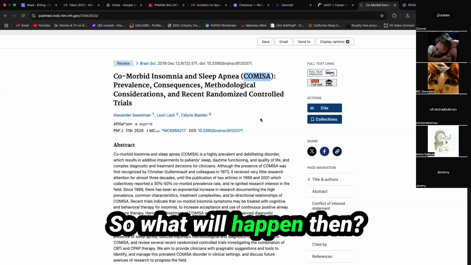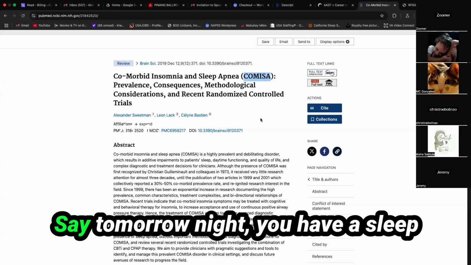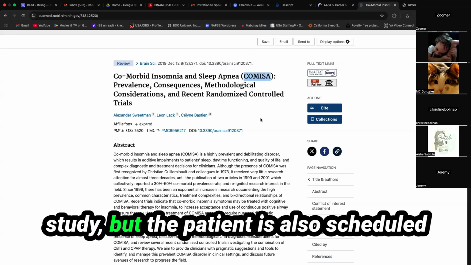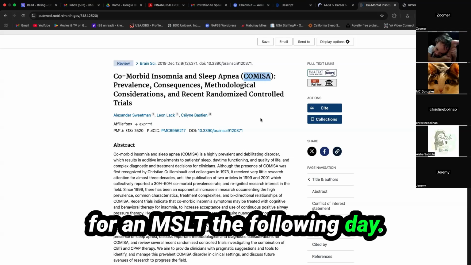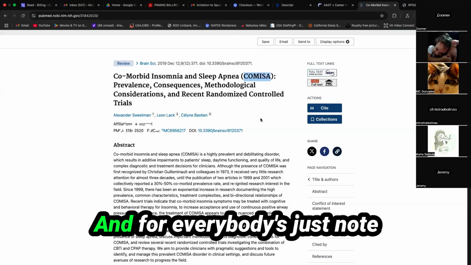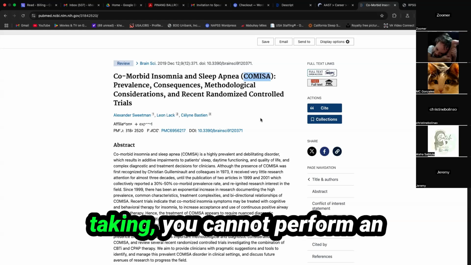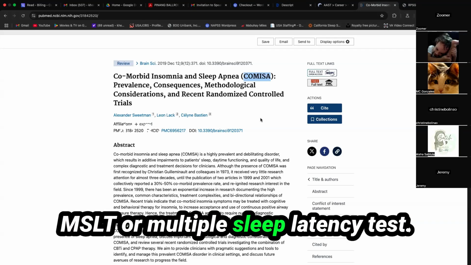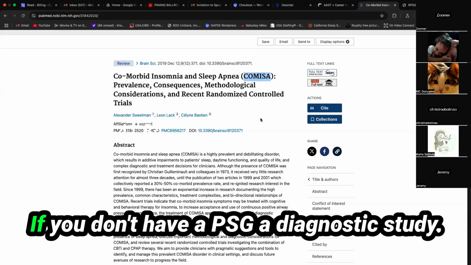So what will happen then if your patient, say tomorrow night you have a sleep study, but that patient is also scheduled for an MSLT the following day? Okay. And for everybody's note taking, you cannot perform an MSLT, or multiple sleep latency test, if you don't have a PSG, a diagnostic study.